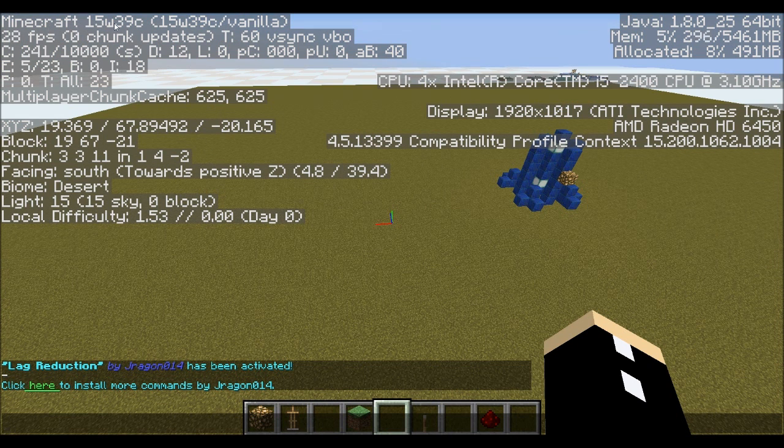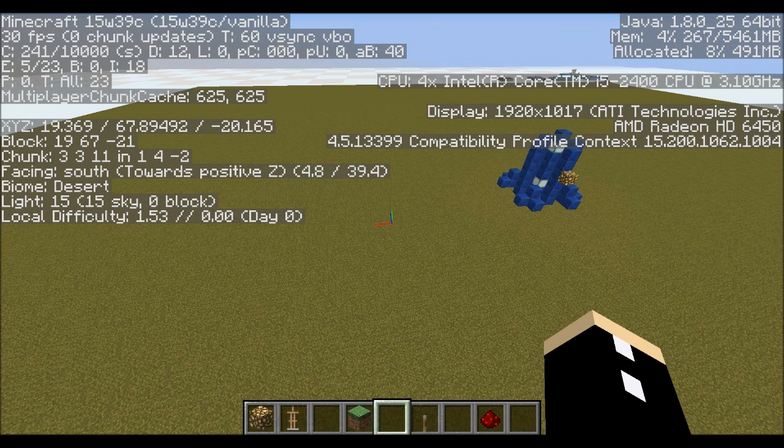Here we have the Minecraft version that we are using, our frame rate, which is how many images you see on the screen per second. Now because I'm recording, it is 30, that's how I've locked it up to, and then it says here 0 chunk updates. What is a chunk and what does it mean when it updates?